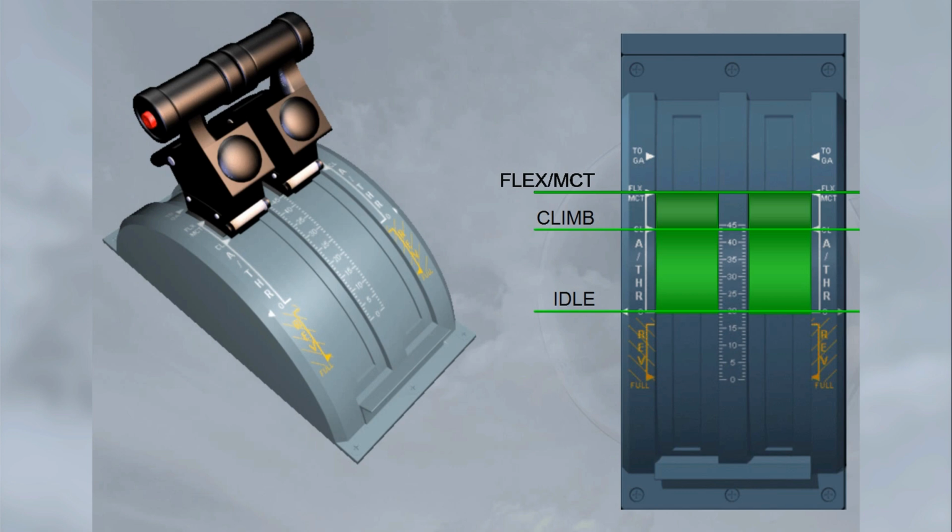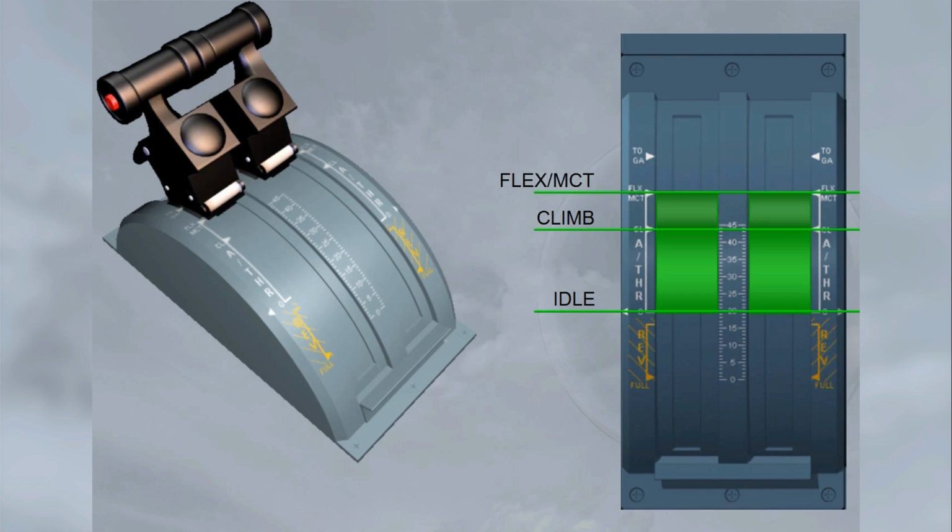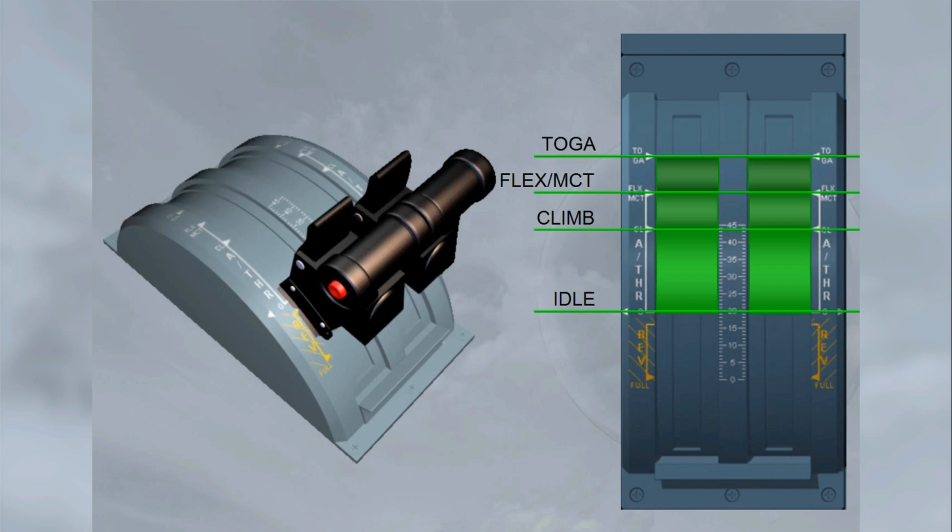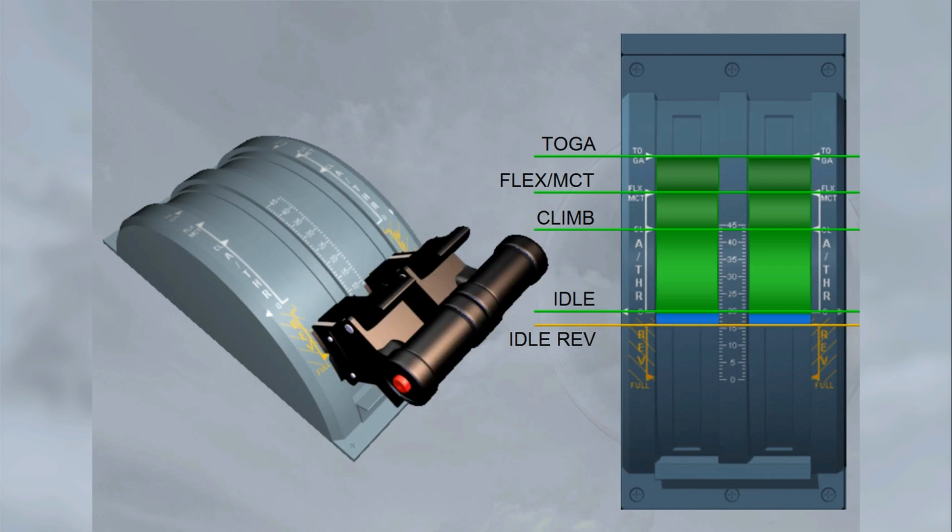Flex is used for reduced takeoff thrust. MCT for maximum continuous thrust is used for one engine out operations. Toga for maximum takeoff or go-around thrust. Idle reverse for idle thrust when reverse selected. Max reverse for maximum reverse thrust.